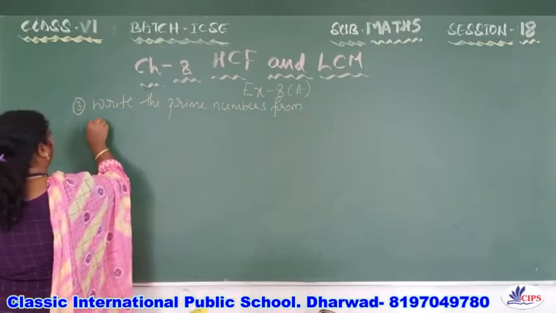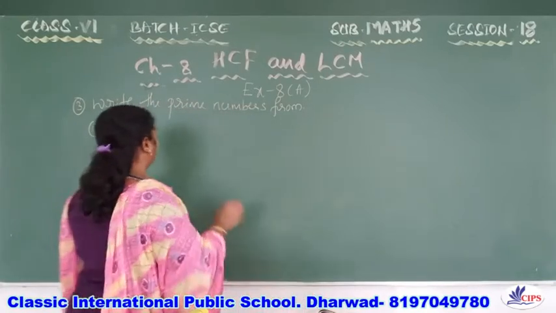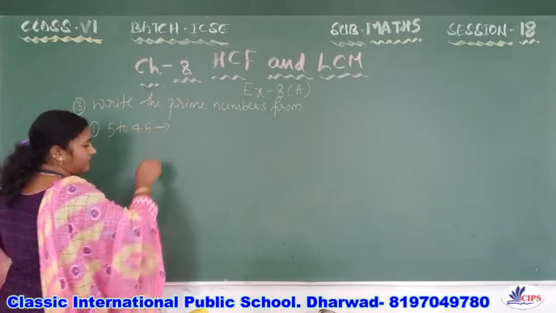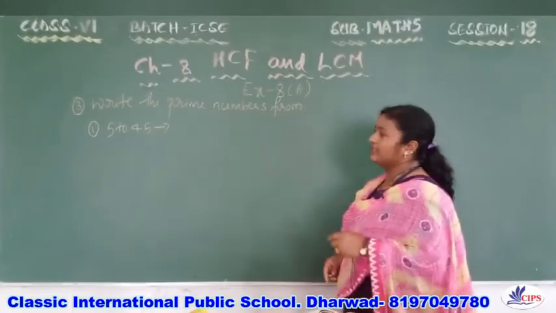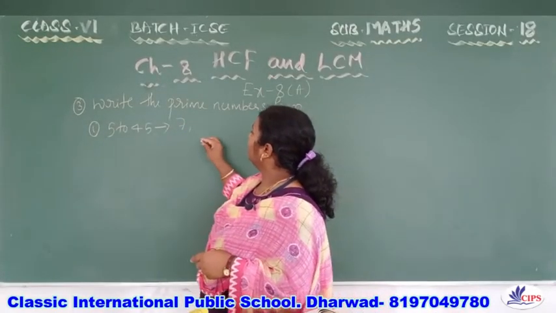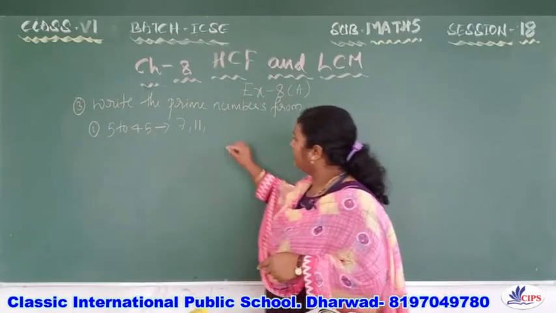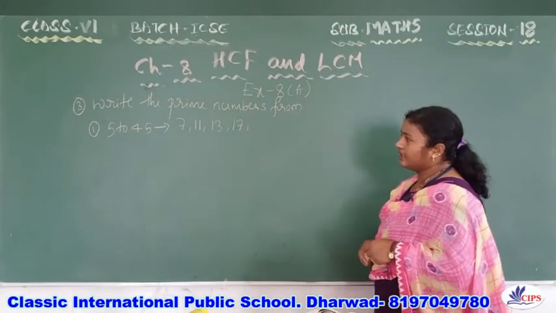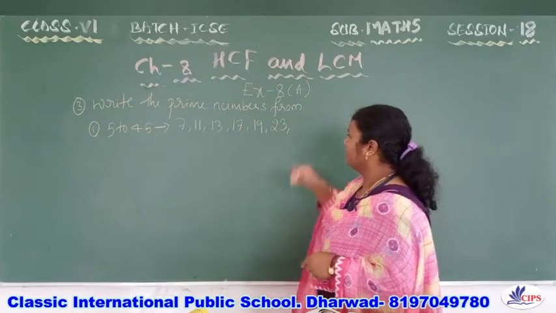Question number 1 is 5 to 45. From 5 to 45, you have to list the prime numbers. After 5, which is the next prime number? It is 7. Then 8, 9, 10 are not prime, then 11. After 11, it is 13. Then 17. After 17, it is 19, 23.